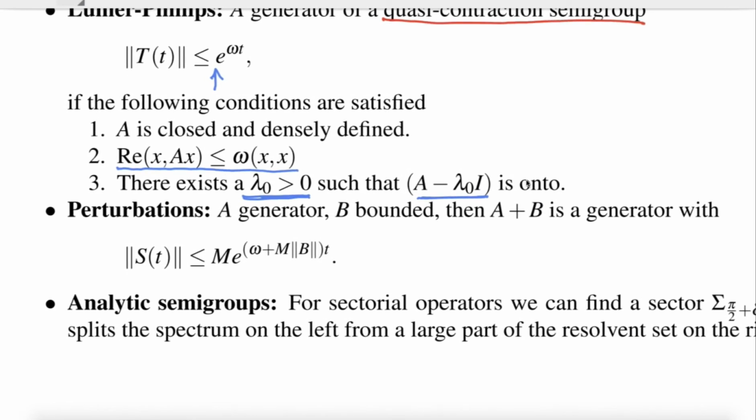Good. So there was Hille-Yosida and Lumer-Phillips, and then the third one of the big theorems was the perturbation result. A is a generator, B is bounded, so then A plus B is a generator, and we get a growth bound, where the omega is increased by the norm of B times the size of this M.